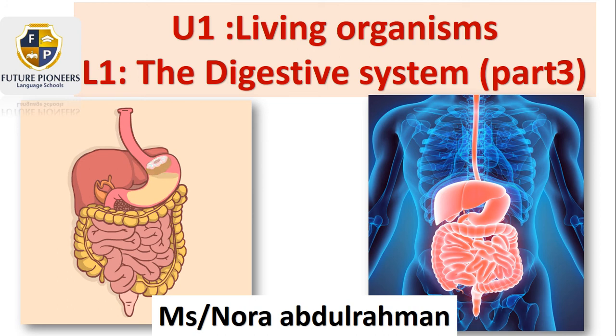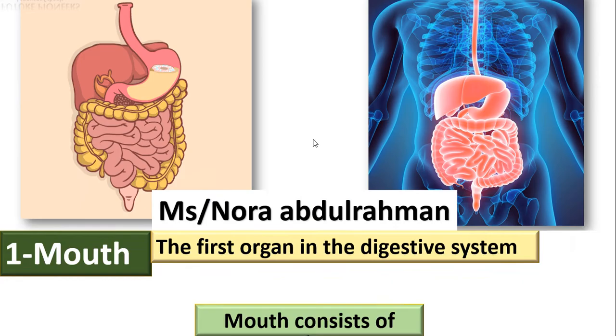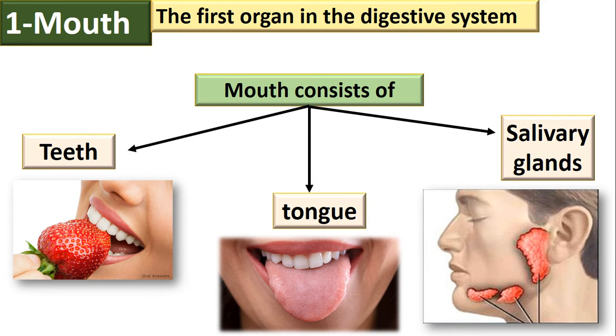So let's start. Do you remember what are the organs of the digestive canal? There were 6 organs: mouth, pharynx, esophagus, stomach, small intestine, and large intestine. So the mouth is the first organ in the digestive system. So let's talk about the mouth.